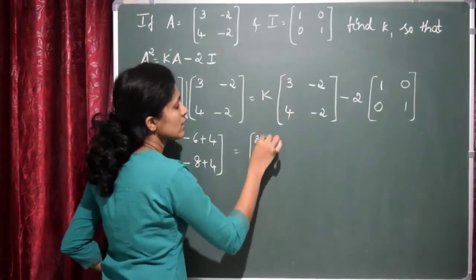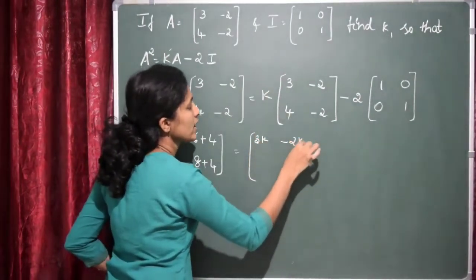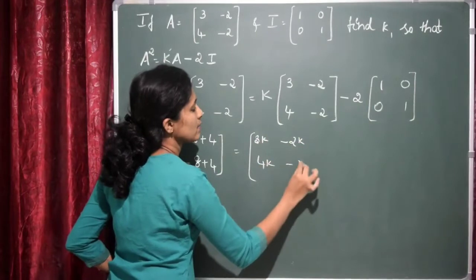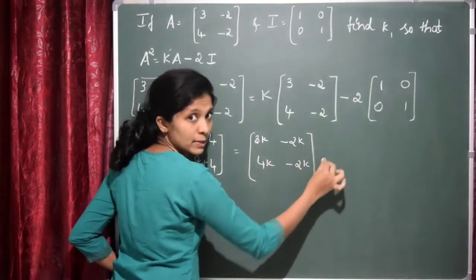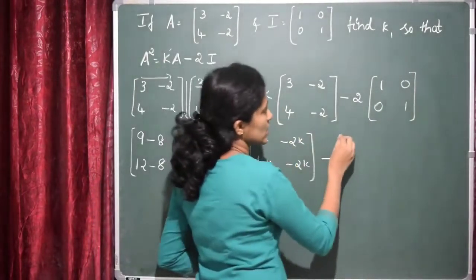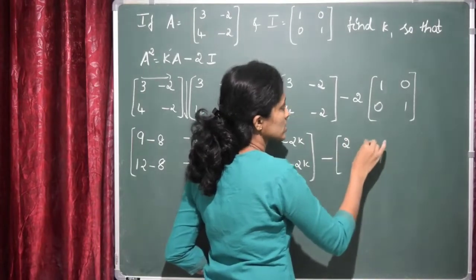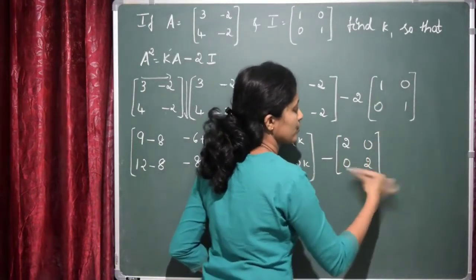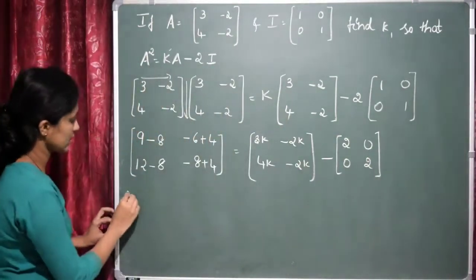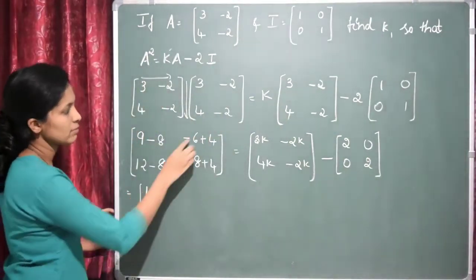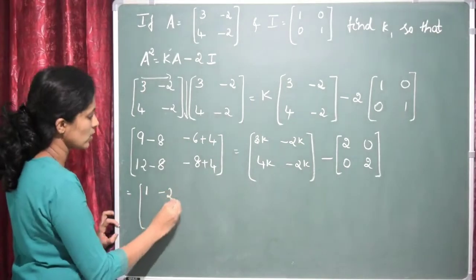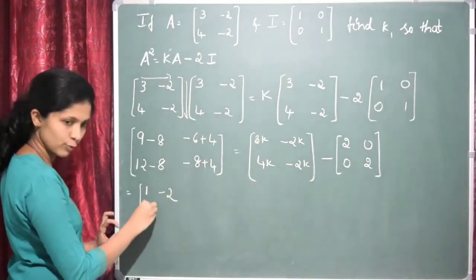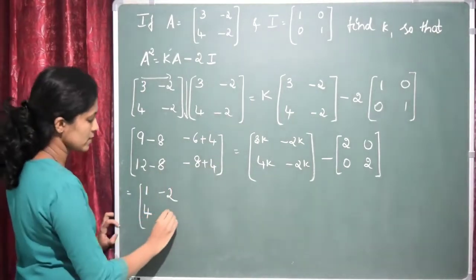So this will be now 3K, minus 2K, 4K, and this is minus 2K, right? Multiplying by the scalar. So this will be minus 2, 0, right? This will be 0 and this is 2. I will simplify this one. This is equal to 9 minus 8 is 1, minus 6 plus 4 is minus 2, and 12 minus 8 is 4, minus 8 plus 4 is minus 4.